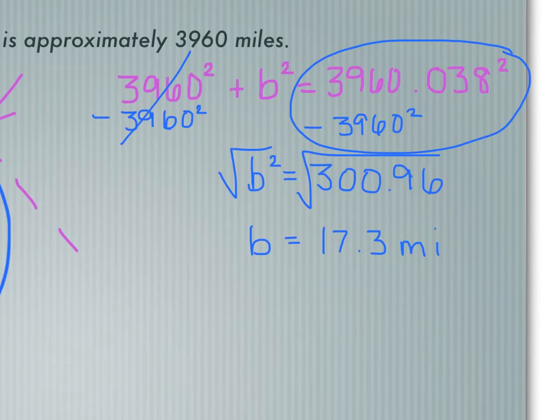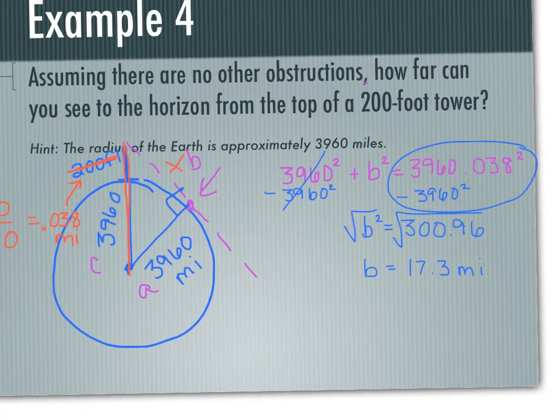You'd have to have really good eyes to actually see something 17 miles away, but what that means is technically you would have 17 miles of unobstructed view before you get that curvature of the earth in there. So looking back at my original picture, this distance here would be 17.3 miles, from where you're standing on top of that tower to where you can see the earth curve.